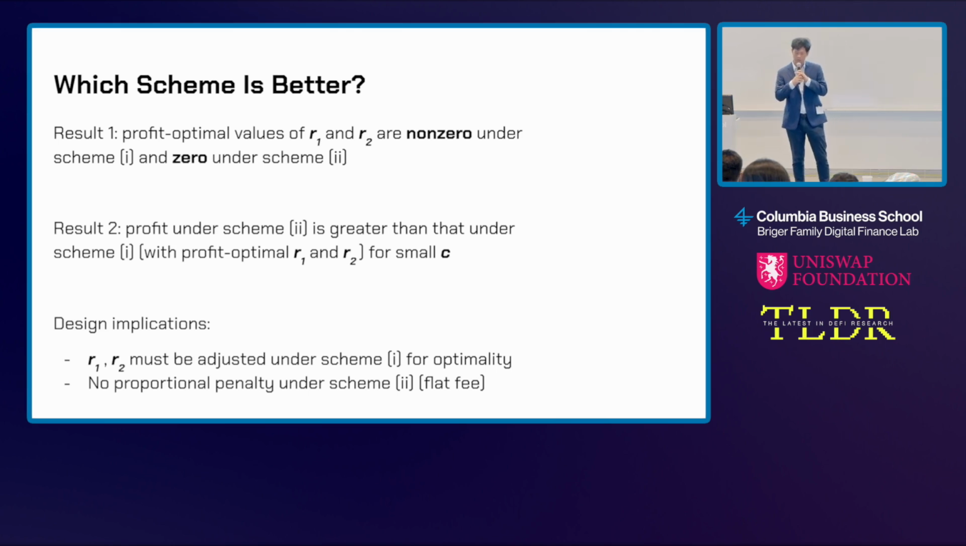So the design implication of this is that for the first scheme, if you want to have the optimal amount of revenue, you have to dynamically adjust your R1 and R2 based on the other parameters. And under the second scheme, there's no proportional penalty. So this is more in the nature of revert protection, where your penalty for a reverting transaction is not proportional to your bid or your gas fee, but rather just a simple flat fee.